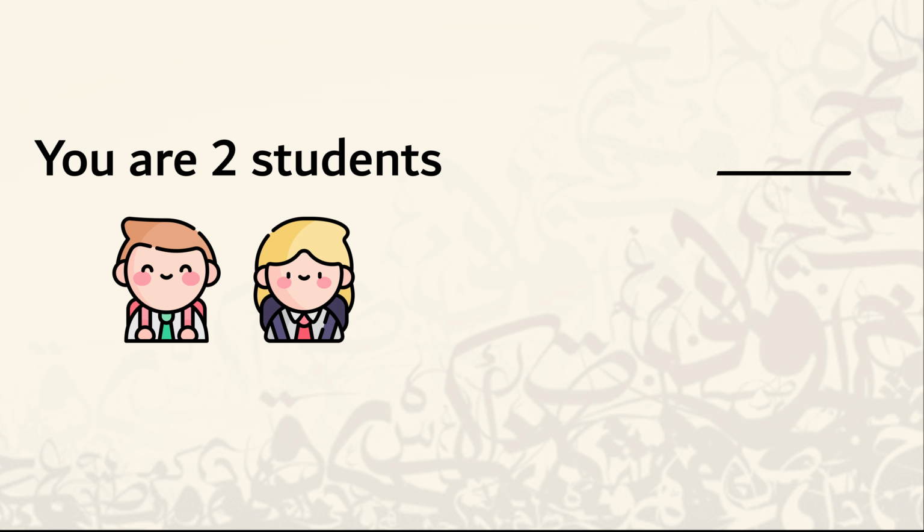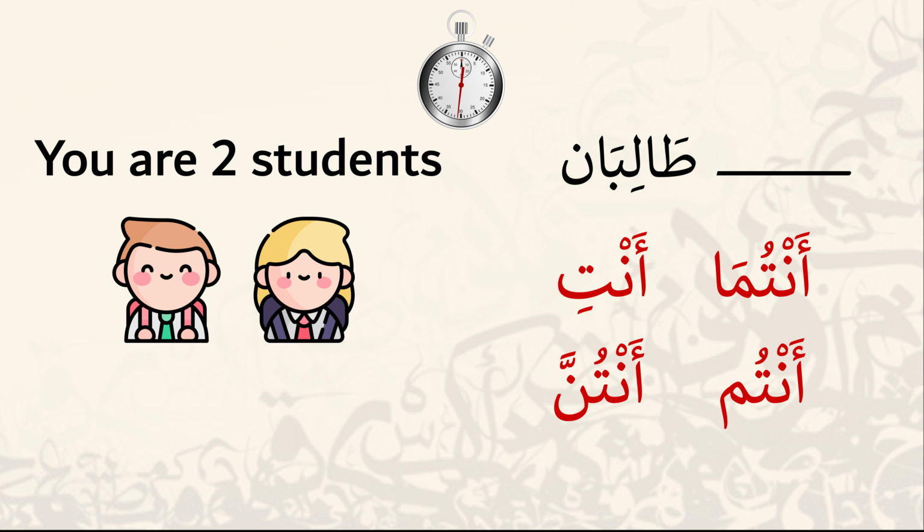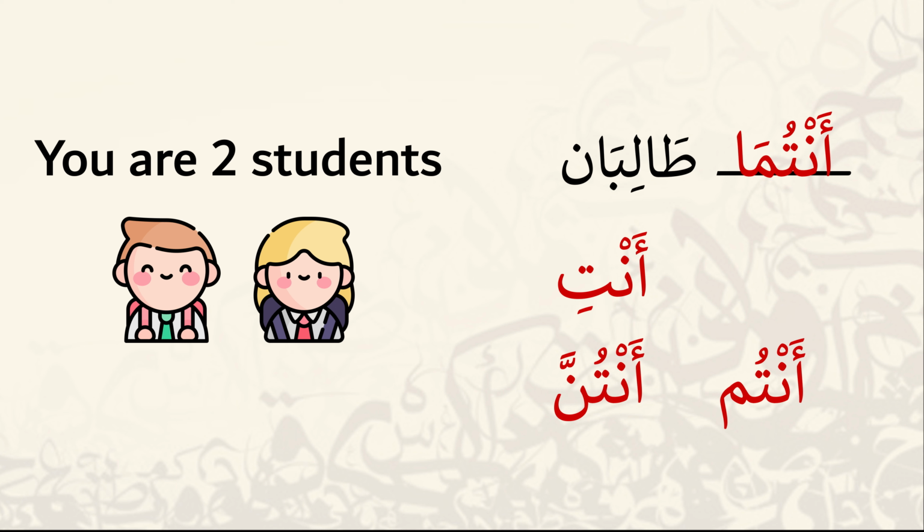The next one, you are two students. Just focus. Here we have a male and a female. In Arabic, blank, طالبان. What is the correct answer? It will be أنتما, because as we said, gender in dual doesn't matter a lot in choosing the pronoun. But there is a point here. Why did we say طالبان, which means two male students? In a case like this, when we have a group of mixed gender, the masculine will always prime. That's why we said طالبان instead of طالبتان.